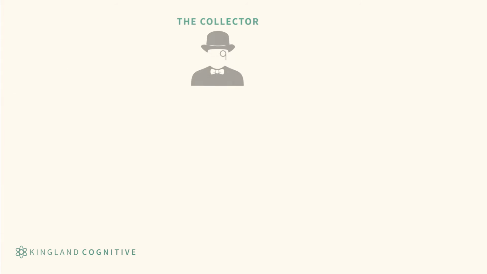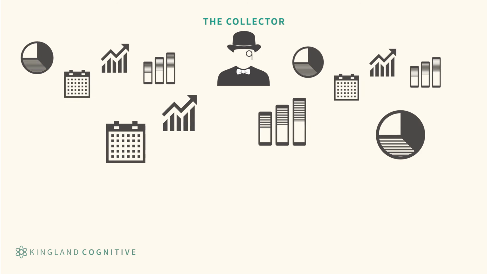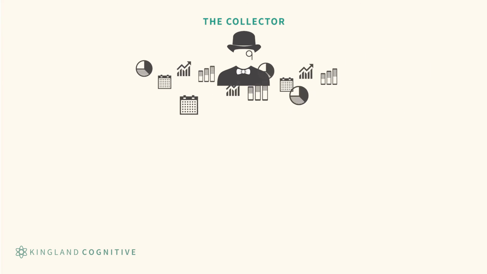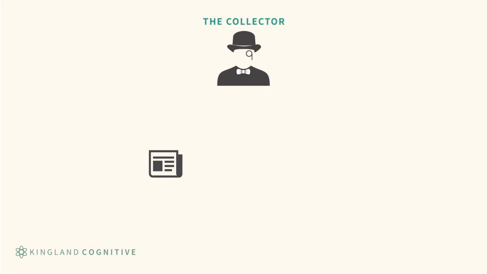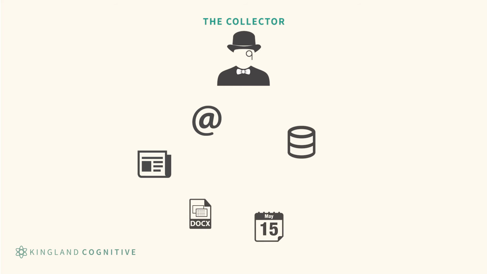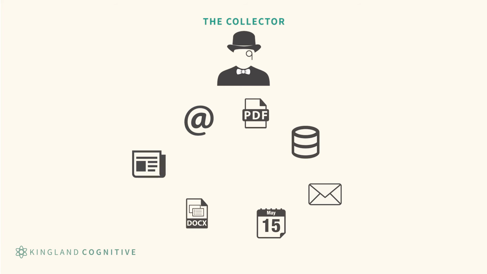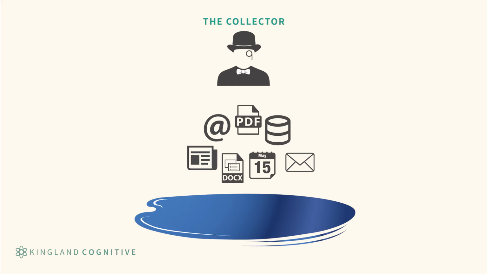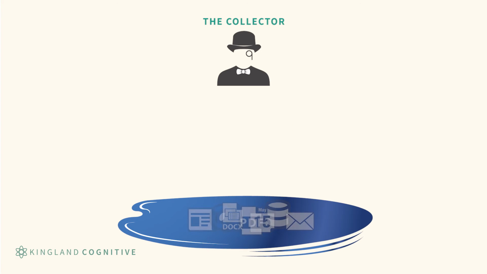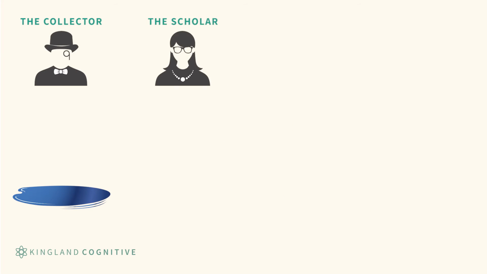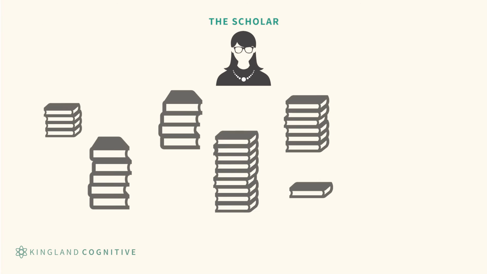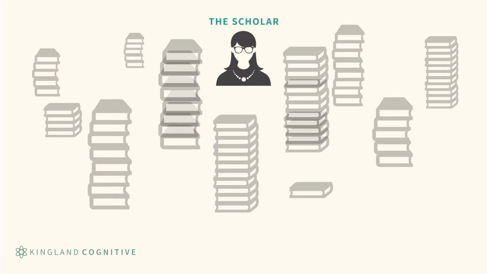The collector is responsible for gathering as much data as possible. The collector answers questions such as, what data can I collect and what's the best way to organize and curate my data? Unstructured data, raw content, websites with HTML, Microsoft Office documents, PDFs, and more. After mining all that information, all the collected data moves to a data lake for further processing by our next persona, the scholar. The scholar drives a deeper level of understanding into the data.